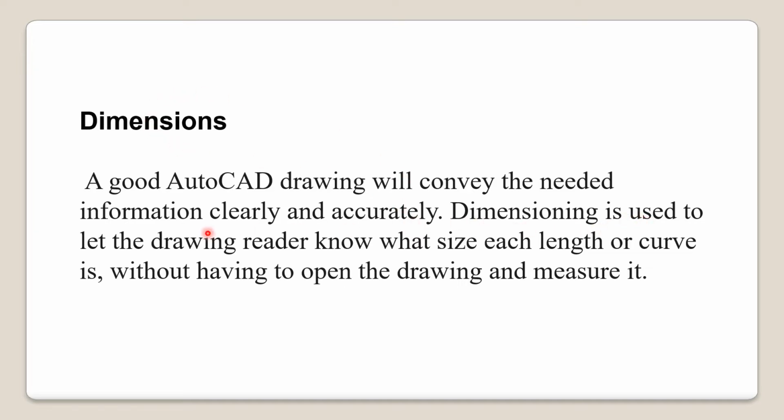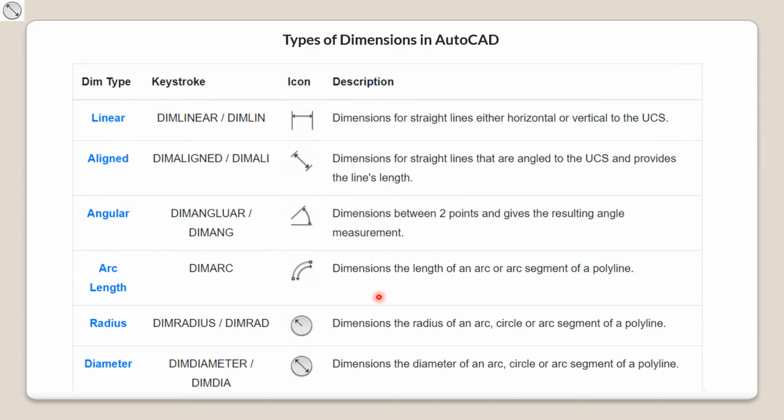Dimensioning is used to let the drawing reader, meaning the person who is reading the drawing, know what size each length or curve is without having to open the drawing and measure it. With the dimension written on the drawing, the reader does not need to measure with a scale. The reader can read the dimension and execute his purpose.